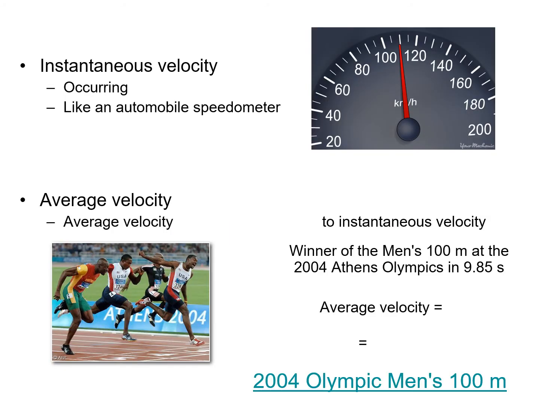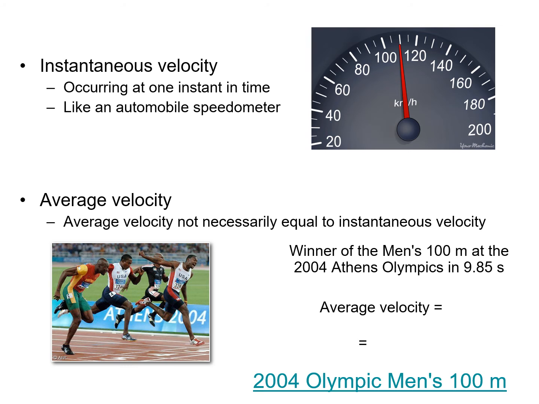So let's talk about the difference between instantaneous velocity and average velocity. Instantaneous velocity is what is occurring at one instant in time. This is like our car speedometer. And average velocity is not necessarily equal to instantaneous velocity.